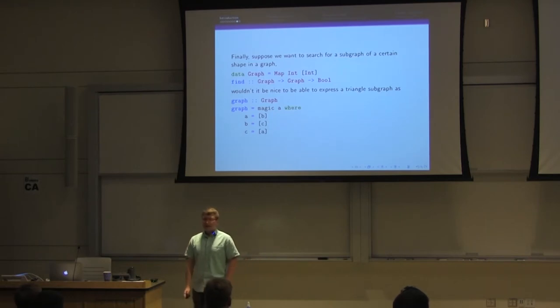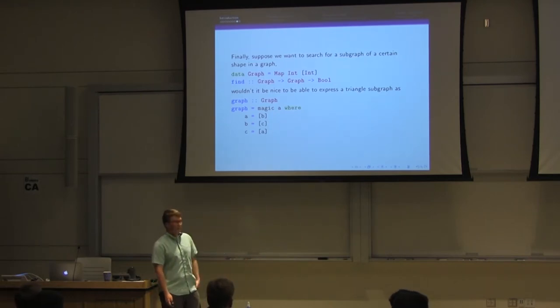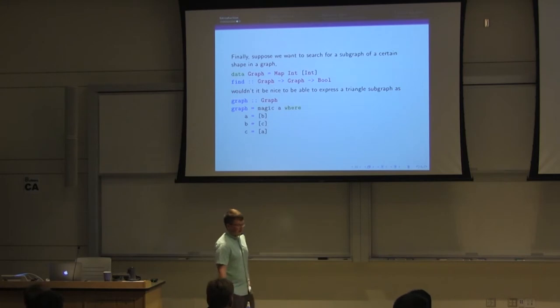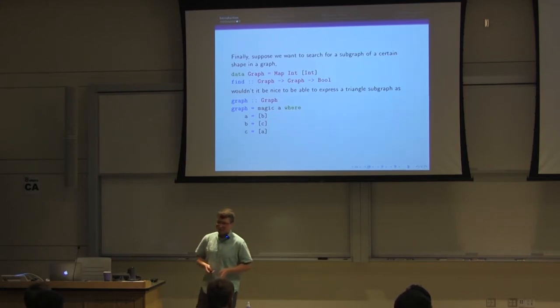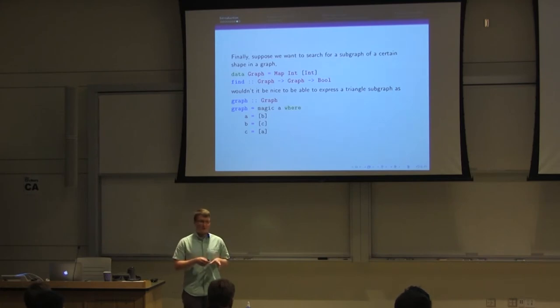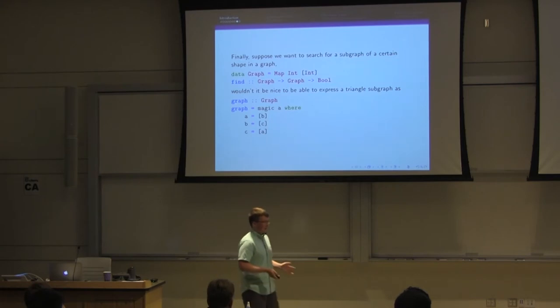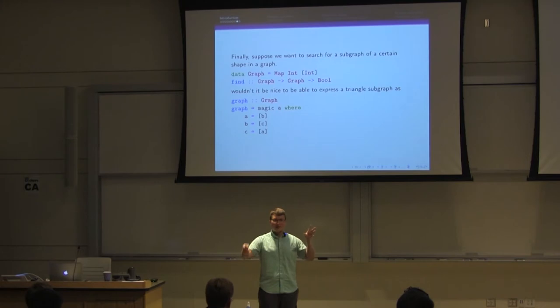And a different example: imagine that you have some sort of graph search, or say a graph database, and you want a nice DSL for searching subgraphs in that database, right? So for example, you might want to search for a person who is connected to some other person who is connected to some other person in a certain way, right?